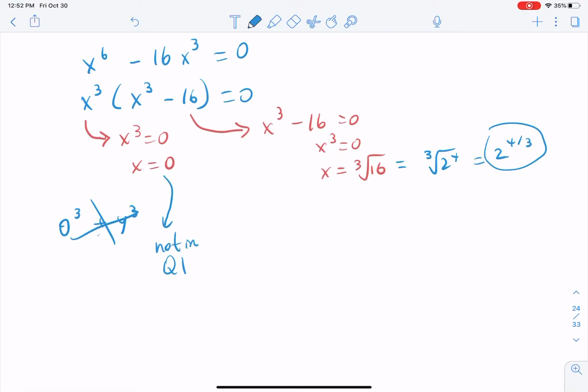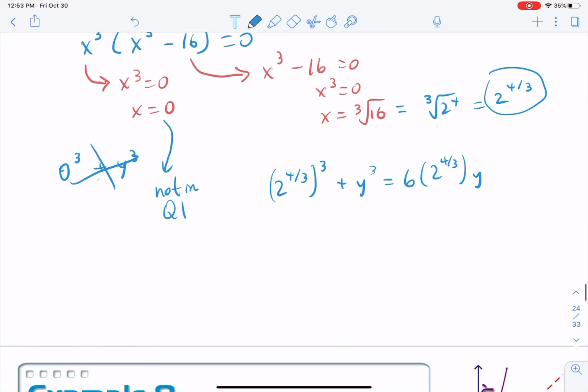Okay, here we go again. So x quantity cubed, so that's 2 to the 4/3 cubed, plus y cubed is equal to 6 times my x coordinate, 2 to the 4/3 power, times y, if I am not mistaken. Yes, I could do that, but why am I doing that? You know what would be much simpler?